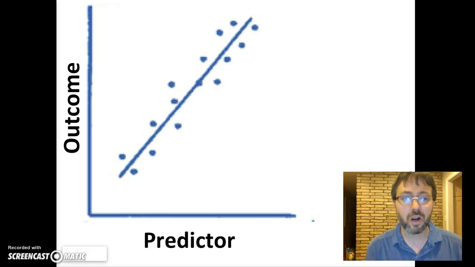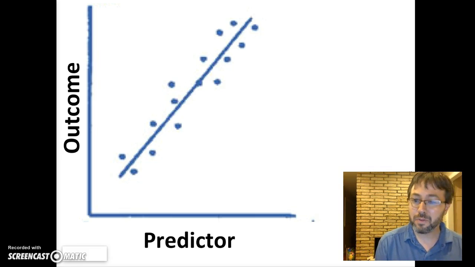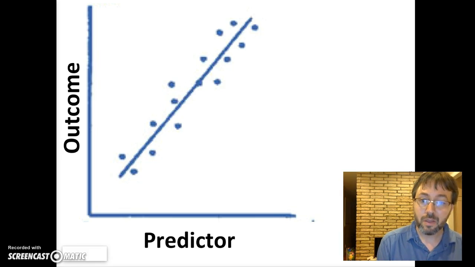If we look at this chart, the predictor, by convention, goes on the x-axis, so it's along the bottom, and there's an outcome variable. So as we look at this chart, I'd like you to take about 30 to 60 seconds and pause the video and describe the relationship that you see between the predictor and the outcome.